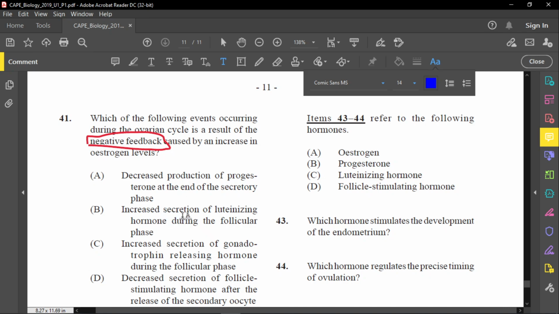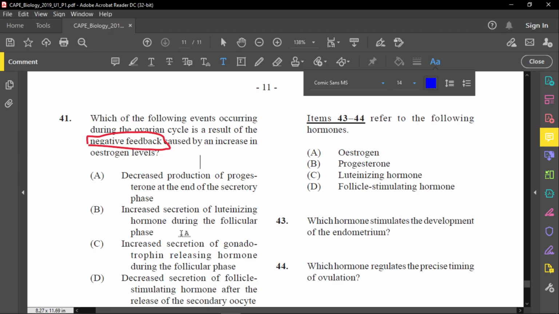For B now, it's an increased secretion of the luteinizing hormone during the follicular phase. And the luteinizing hormone, again, if you should remember, is responsible for the formation and development of the yellow body. It's also very important. That rise happens after ovulation. That is when estrogen is already high.